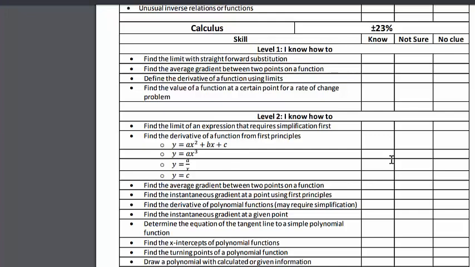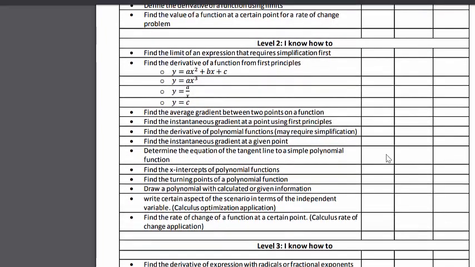So if we go back to the skills: find the derivative of the following from first principles. That is this one that we did, ax squared plus bx plus c. We just had a very simple one with just x squared, and it was very simple by following those steps, and you'll see you already have 4 points.